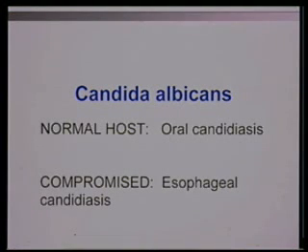And this is something they discovered early on in the AIDS epidemic in the early 90s, that the normal host would get oral candidiasis. Dentists would detect this frequently, and you cure it, and it's over with. But compromised individuals get Candida of the esophagus. So that was something infectious disease people were always watching out for.